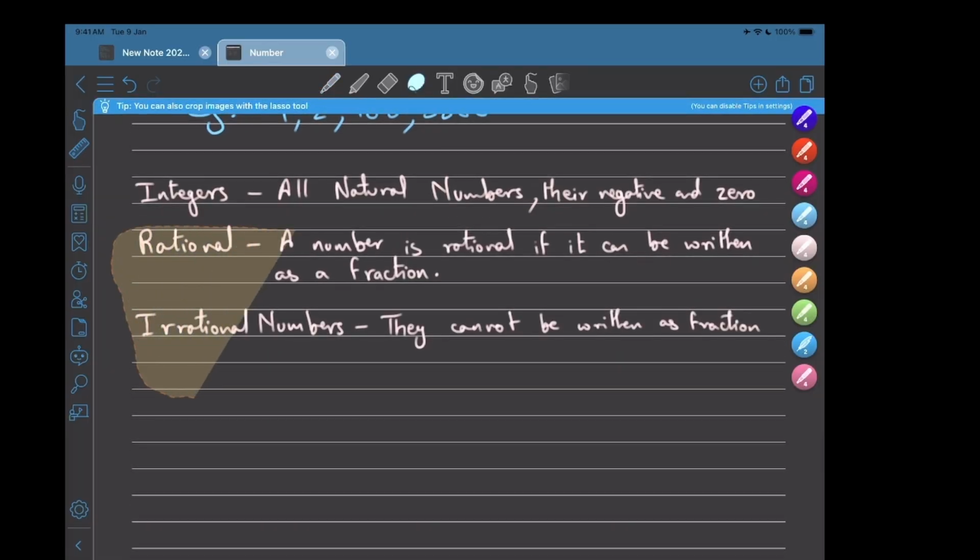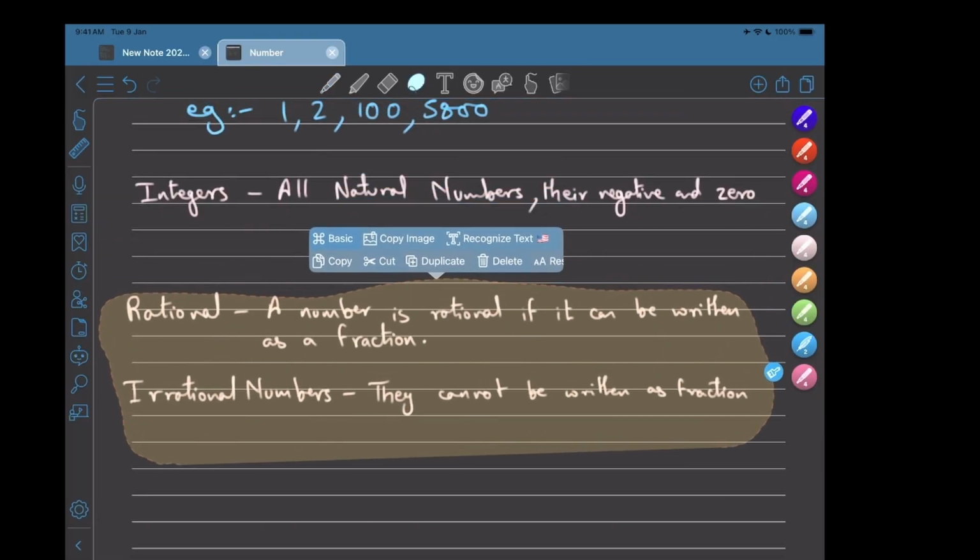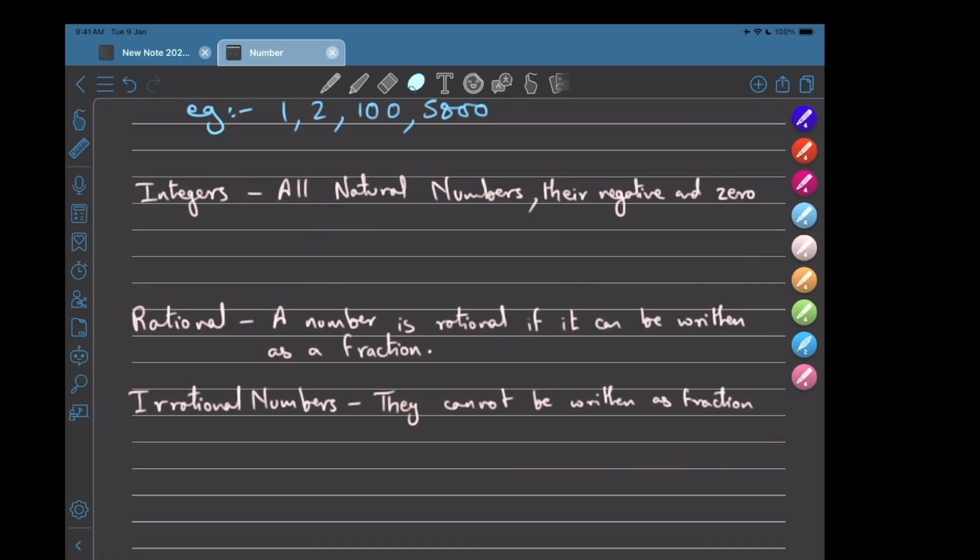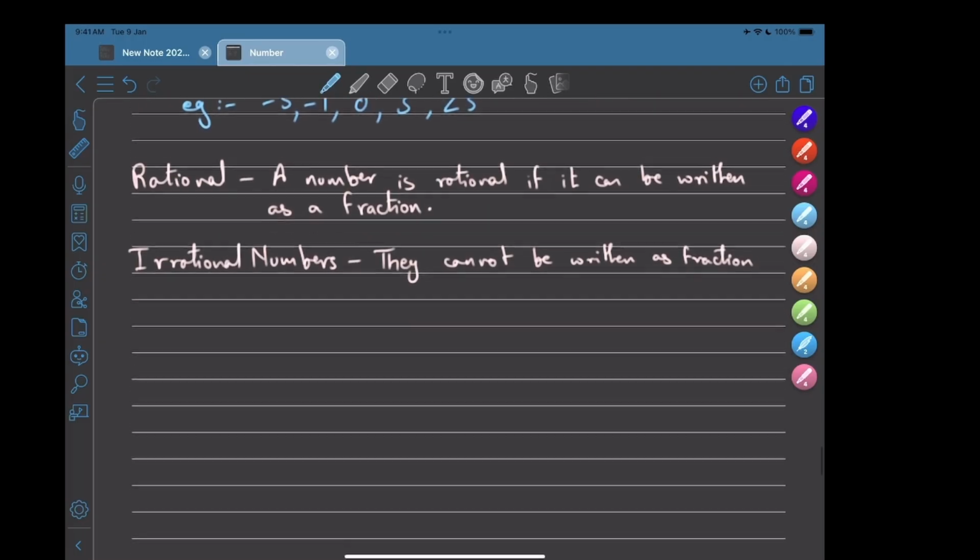All right, the next kind of values that you must be aware of is integers. Integers are basically natural numbers, but in this case you are considering the negative values as well. So that's going to be -5, -1, 0, 3, 25. All right, so these are all integers.